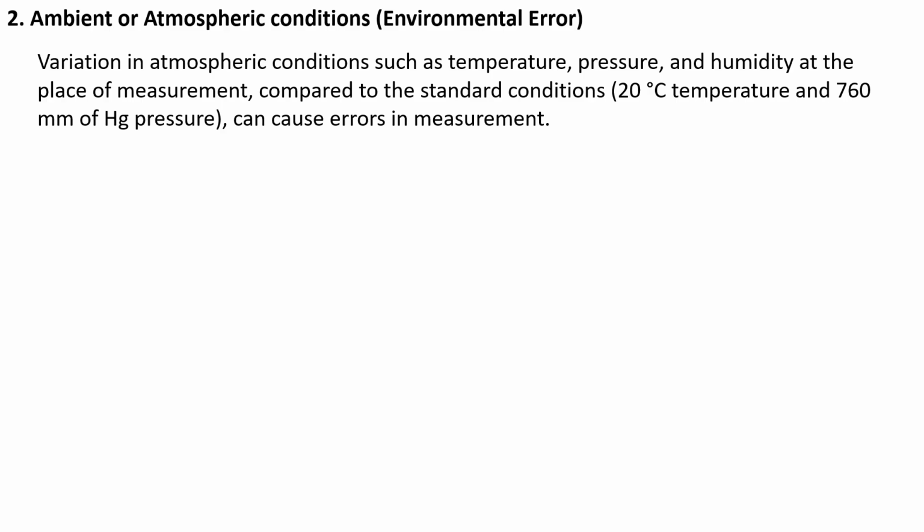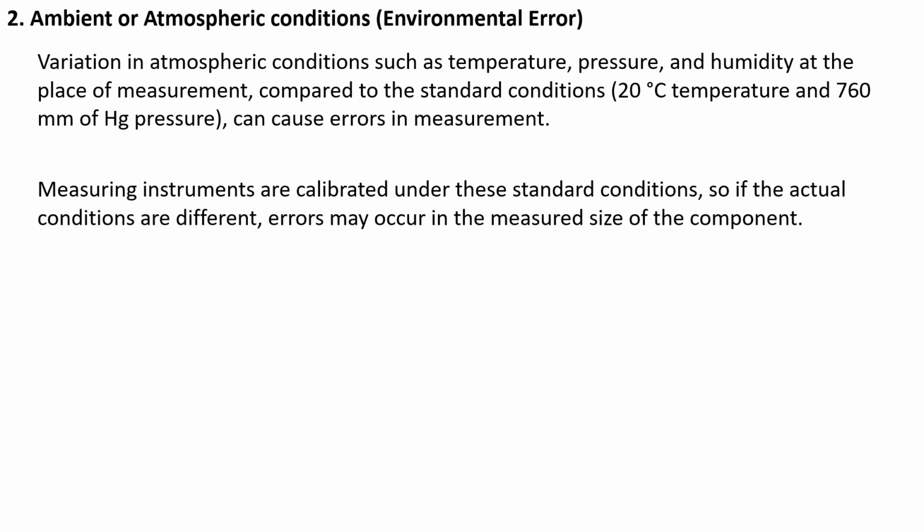Next, we have to look at another one, the ambient or atmospheric error. Variation in atmospheric conditions such as temperature, pressure and humidity at the place of measurement, compared to the standard conditions, can cause errors in measurement. Measuring instruments are calibrated under these conditions. So if the actual conditions are different, error may occur in the measured size of the component.